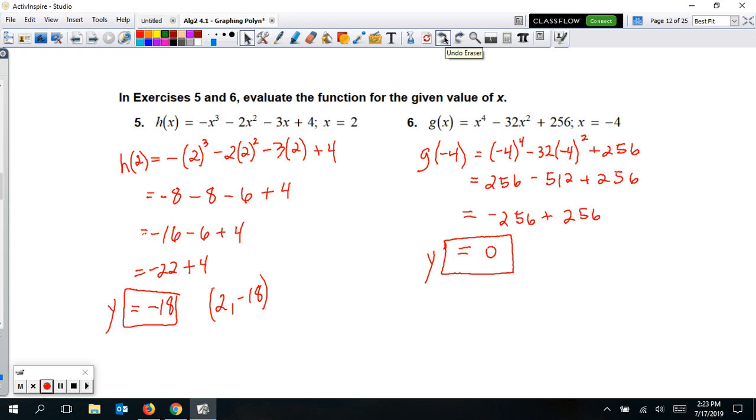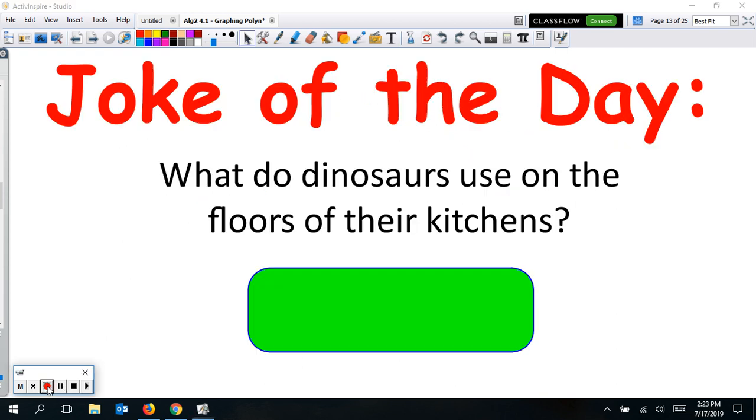But we know that we can make an ordered pair out of this. X is negative 4, y is 0. So that is an ordered pair that's on this quartic function here. All right, let's move forward to the next one.